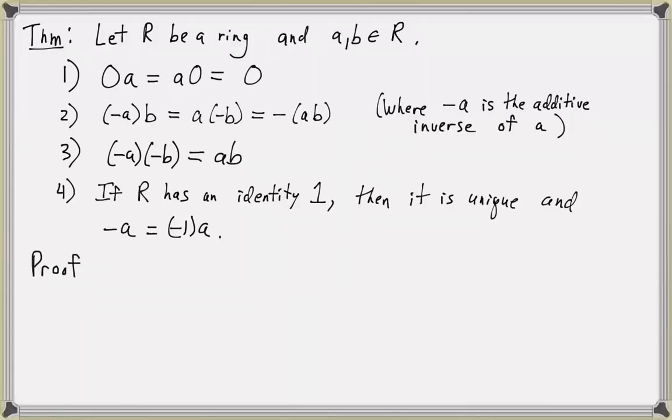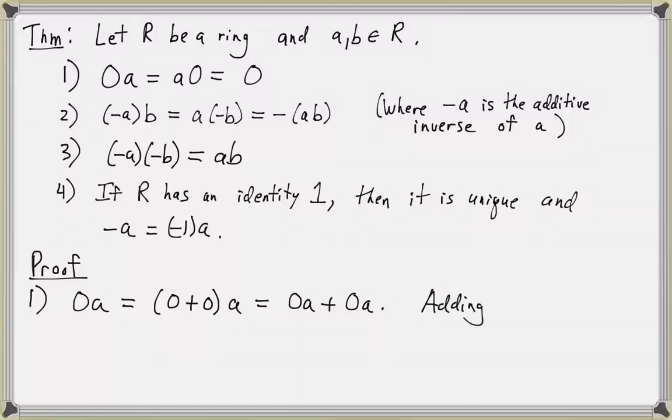Let's begin the proofs of these statements. To prove these statements, we're going to use the distributive property. So 0 times A equals (0 plus 0) times A. Then by the distributive property, this equals 0 times A plus 0 times A. And then I can add the additive inverse of 0A to both sides, so adding the negative of 0A to both sides.